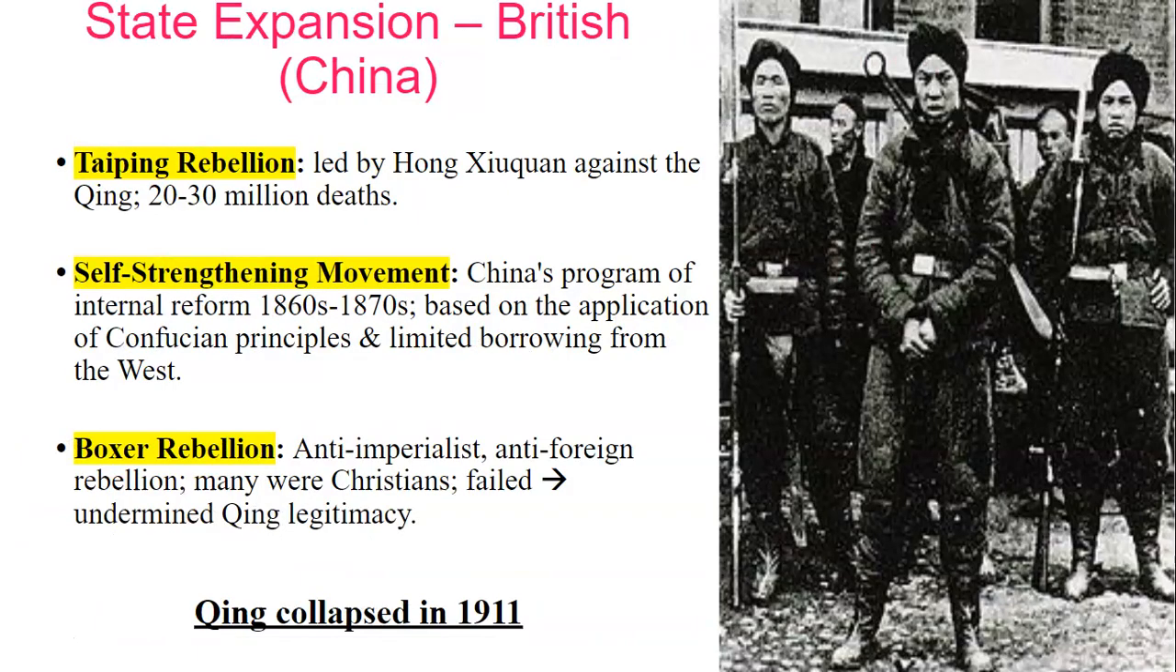Now, we've also talked about the Taiping Rebellion. You should probably know about this one. This leads to 20 to 30 million deaths. Then we have the self-strengthening movement. That was a program of internal reform based on this idea of borrowing from the West, but not being the West. And then there was the Boxer Rebellion, which remember that Empress Dowager called people the foreign devils. So they killed a lot of Christians. And we know that this fails because the Americans and the British come in to kind of save the day, and it, of course, undermines the Qing legitimacy, and the Qing collapses in 1911.